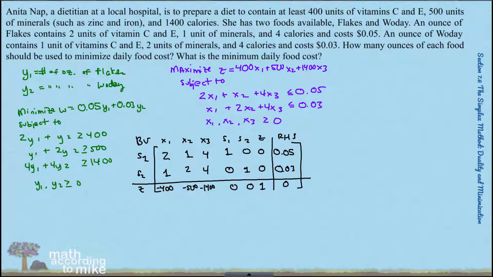And you should note that the most negative number is negative 1400. So we'll choose the X sub 3 column. And the smallest ratio would be 0.03 over 4. So namely the 2, 3 entry, this guy here, will be our pivot element. So we'll pivot on that.